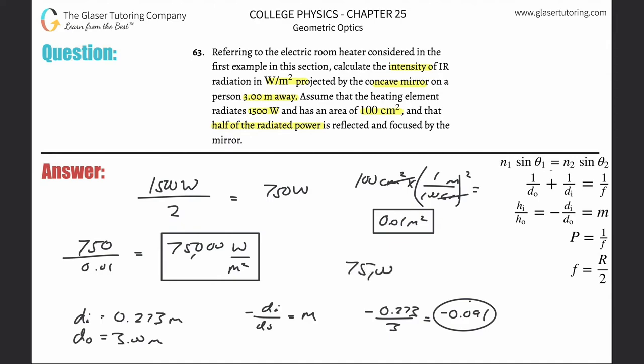So it's 75,000 times that value, and it works out to about 6.83 times 10 to the third. By the way, you can drop the negative, it really doesn't make a difference. The negative sign is just telling you that the image is inverted. Don't worry about it, because it's not radiating negative power. So this is 6.83 times 10 to the third, in terms of watts per meter squared.